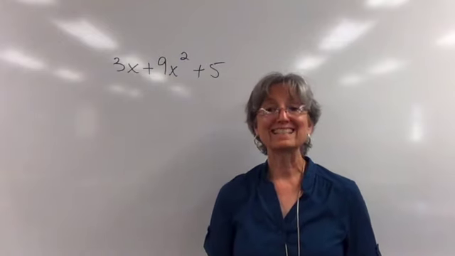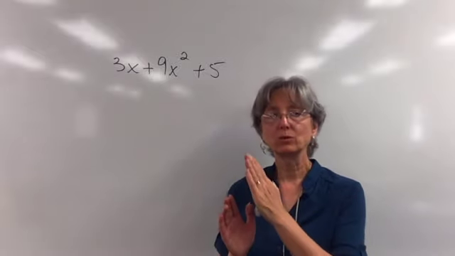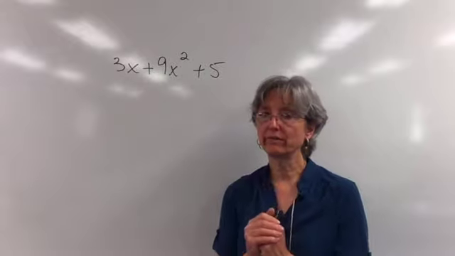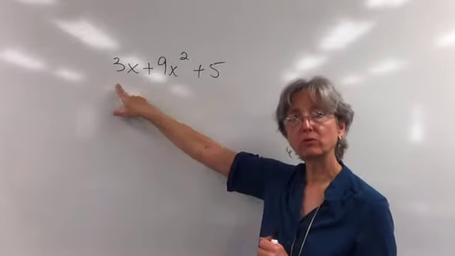A polynomial is in standard form when the terms are written with the exponents in descending order. So you write the highest degree first. This one is not in standard form. The x squared should be before the x.